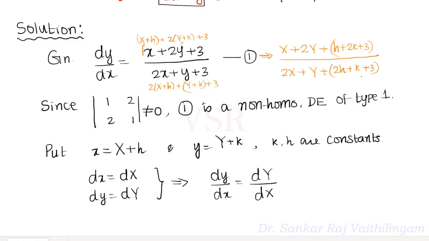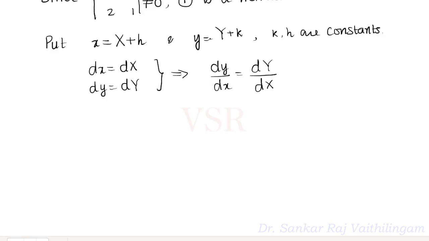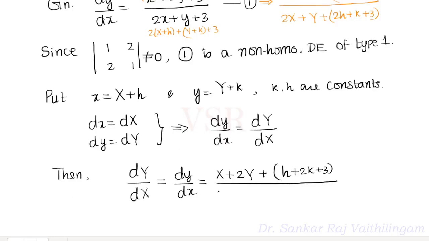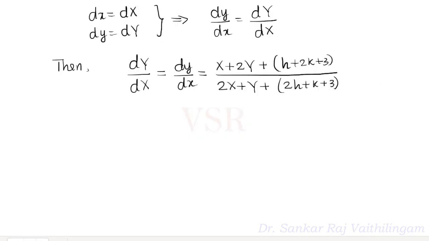So the new transformed equation is d capital Y divided by d capital X, which is equal to dy by dx, which is equal to capital X plus 2 capital Y plus h plus 2k plus 3, divided by 2 capital X plus capital Y plus 2h plus k plus 3. Okay, now I am going to put these constants equal to 0.